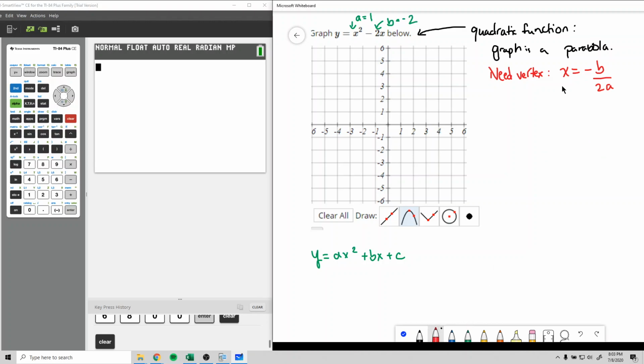And don't forget that negative. It's very important. Okay, so when we plug that in, b is negative 2. Don't forget the minus sign up front. We get negative negative 2 over 2 times a, which is 1. The negative makes a positive, so we get 2 over 2, which equals 1. All right, so that is the x coordinate of the vertex.